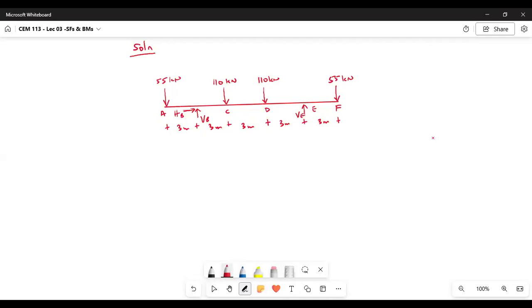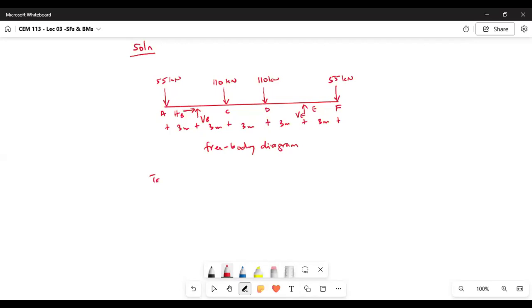Now, I need to indicate that this is my free body diagram. It's important to indicate it too. You must write the name that this is a free body diagram.